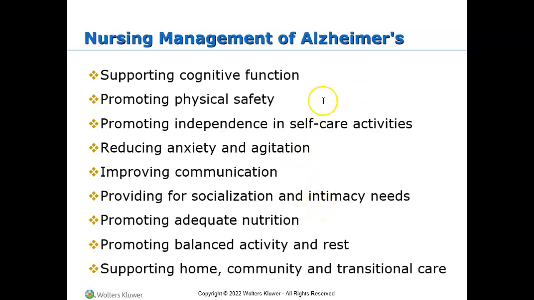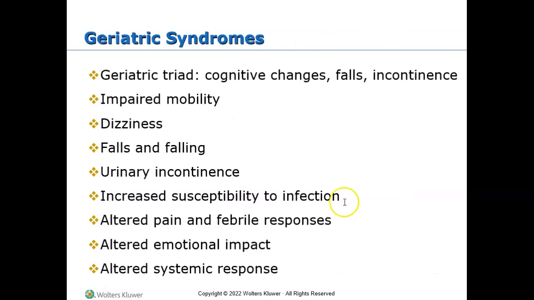And then there's all the things about nursing management of Alzheimer's. Most of that has to do with promoting safety and reassurance and providing a calm atmosphere, adequate nutrition, supporting the families. Oh my gosh, it's so hard to take care of people that have dementia, but also supporting independence for the patient as long as you can.